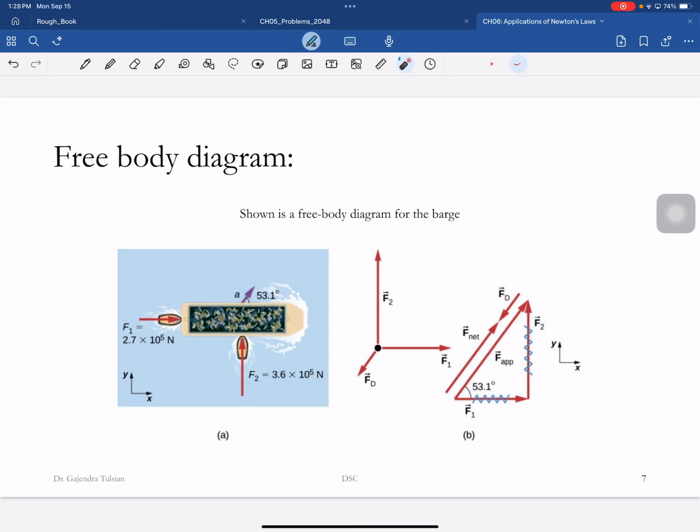Anyway, the skill you want to develop is you look at an object, you don't want to be drawing this. This is for kids. You guys are all in college. This is the drawing you do. So this is called a free body diagram.